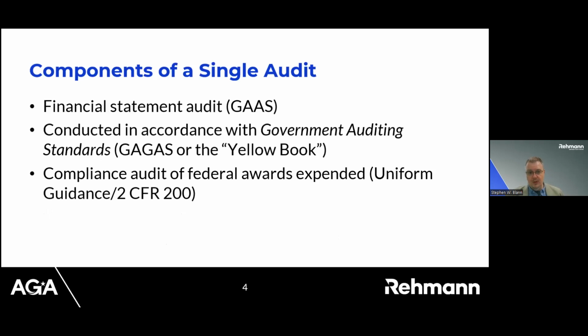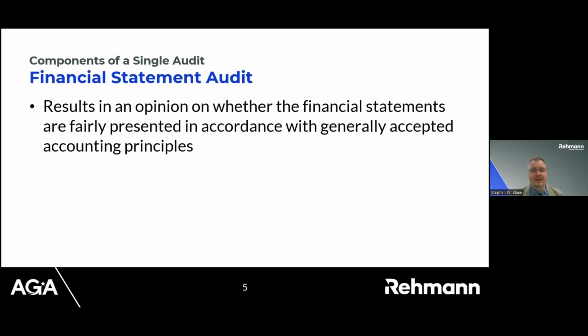As I'm sure you'll all remember, what we call a single audit is actually comprised of three distinct but overlapping parts. That is a financial statement audit that's conducted in accordance with generally accepted auditing standards, or GAAS, a financial statement audit that's then conducted in accordance with government auditing standards, sometimes referred to as generally accepted government auditing standards, or GAGAS. More commonly, we just call it the Yellow Book. And finally, it contains an element that is a compliance audit over federal awards expended, in accordance with the uniform guidance, or 2 CFR 200. So let's look at each of those three parts and talk about what we're trying to accomplish with them so we understand how the parts fit together into the whole.